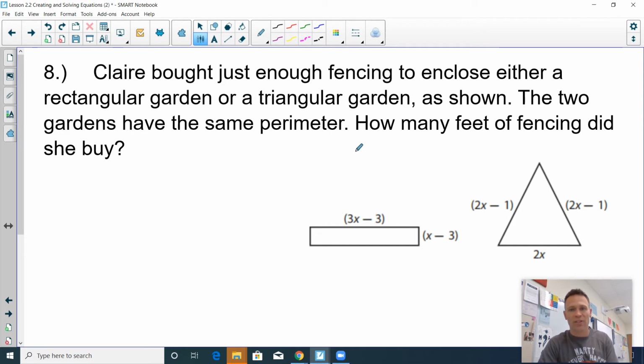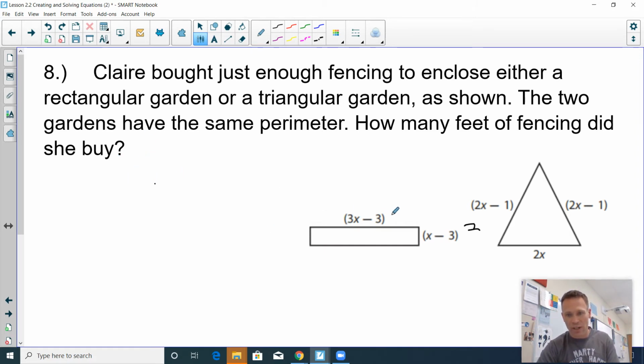I'm sorry, the two gardens have the same perimeter. How many feet of fencing did she buy? So they both have the same perimeter, which means this is equal to that, right? And so what we're going to do is set these things equal to each other, and we're going to solve for x and then plug x back in to figure out how much fencing she bought, okay?